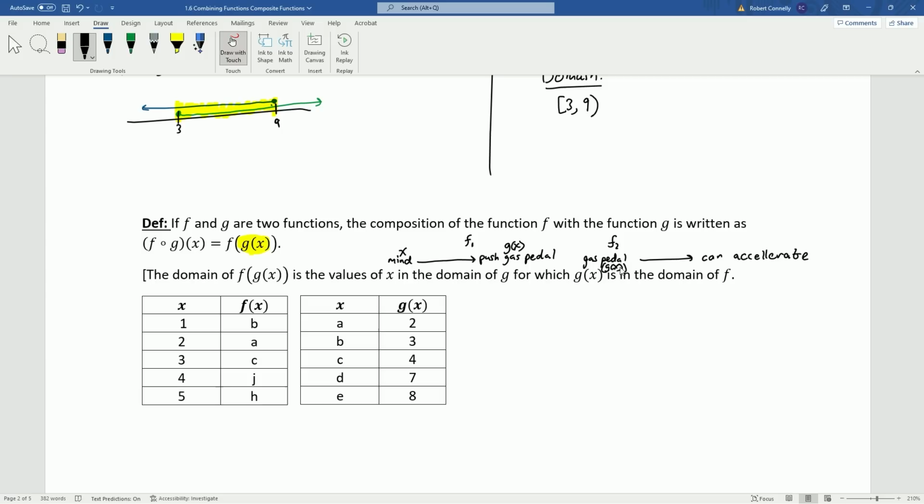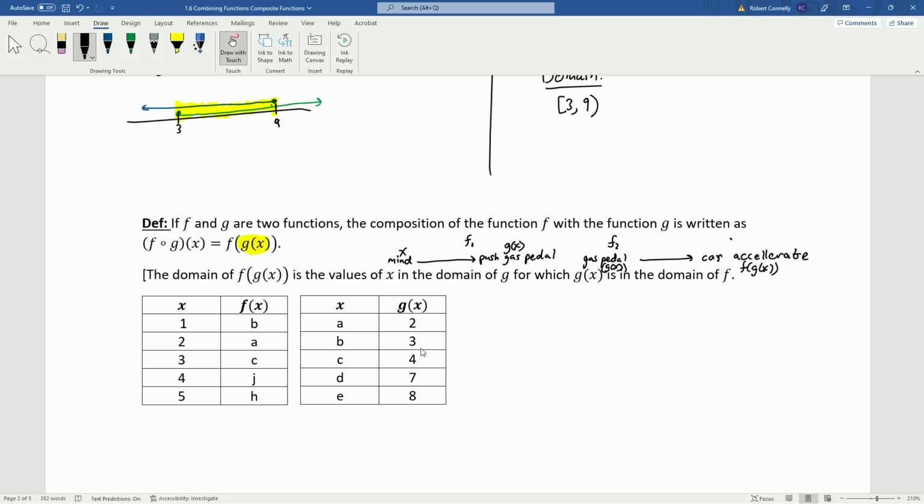is pushed a certain amount, and every car is going to have a unique function that decides, based on how far and how fast the gas pedal was pushed down, how far or how fast the car is going to accelerate. And that's going to be your f of g of x. So that's basically what we're saying here, right? It's just like you're running two functions in a chain where the output of one function becomes the input for the new function. So let's take a look at these tables here and deal with a basic example.